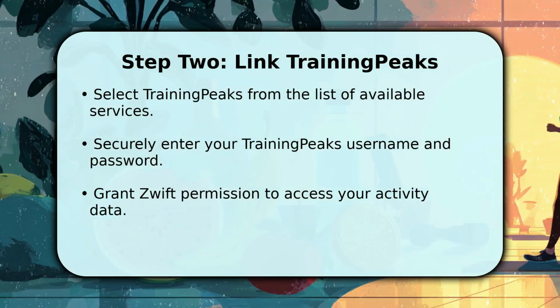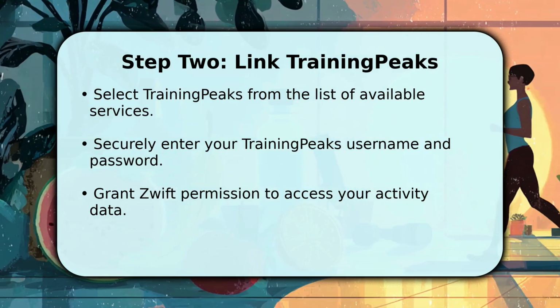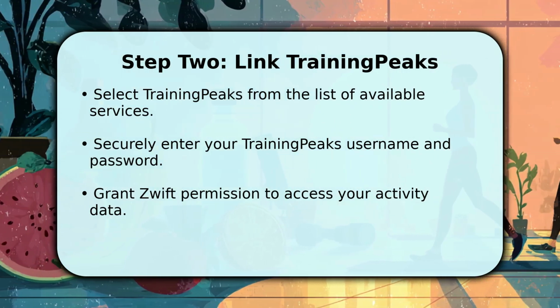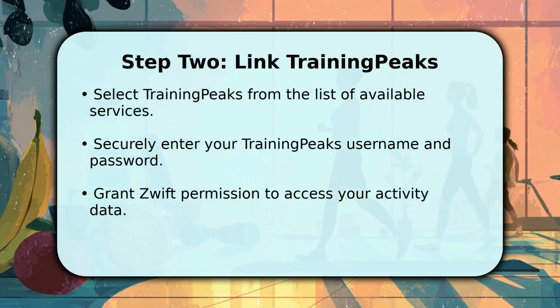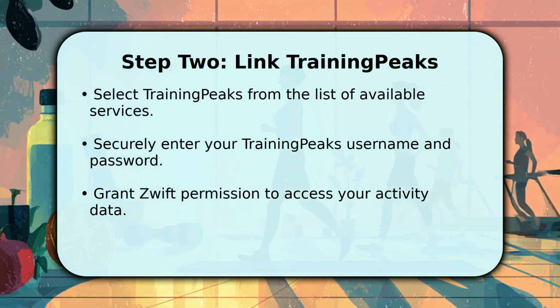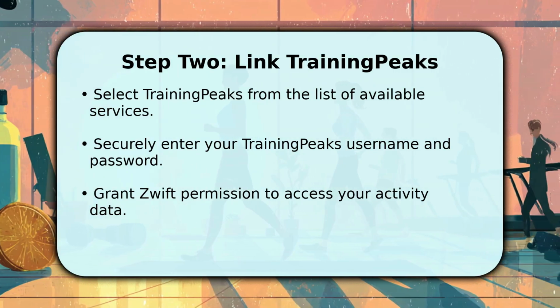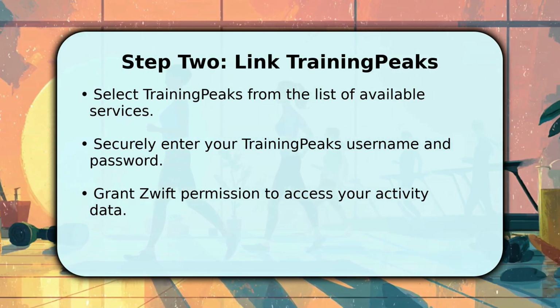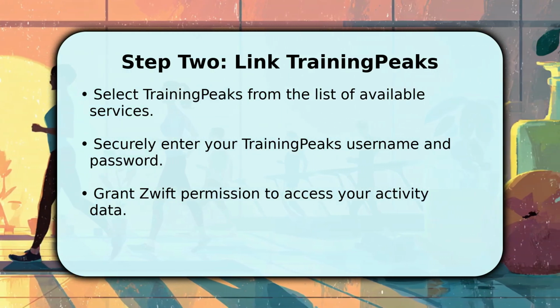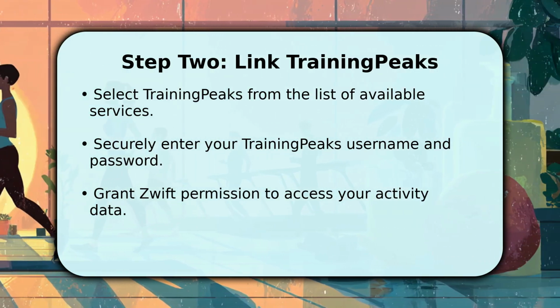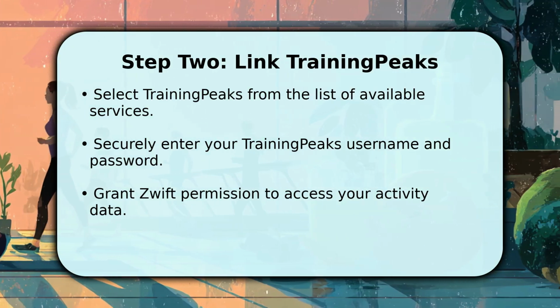Next, within the Connections section, locate and select TrainingPeaks from the list of third-party services. You'll then be prompted to securely enter your TrainingPeaks username and password. After successful login, a crucial step is to grant Zwift permission to access your activity data. This allows for the automatic two-way synchronization, ensuring your efforts are always captured.